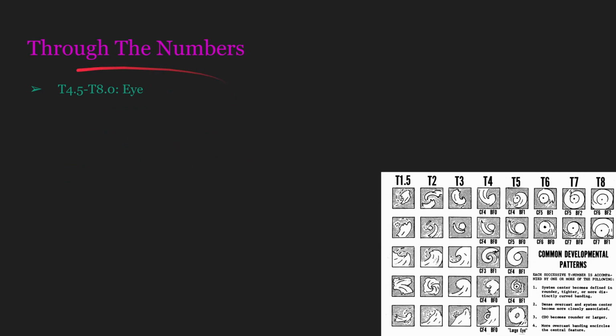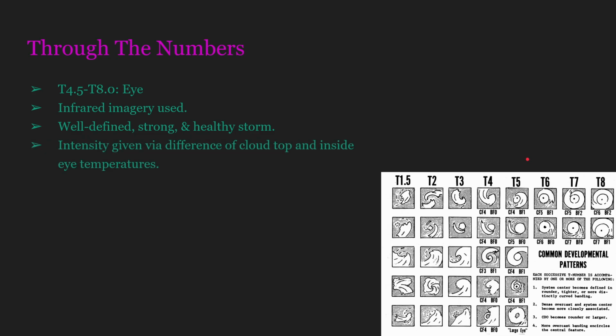Our last cloud pattern here, ranging from T4.5 to T8.0 or T8.5, is the eye pattern. Infrared imagery is used for the eye pattern, and when your hurricane has an eye, it should be well defined, strong, and overall very healthy looking. That would be from T6 all the way to T8 as we see here on this graph. So definitely your hurricane look, so to say. There's the classic hurricane look in a way.